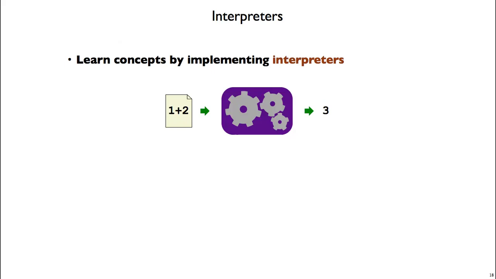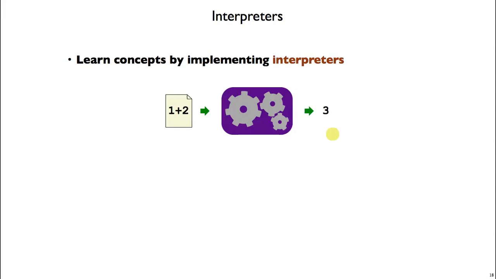In this course, we'll learn about programming language concepts by building interpreters. For us, an interpreter is a program that corresponds to this purple box here. It takes as input code written for another programming language. Then the interpreter turns its cranks and outputs a result, which is the output of computing what the program says.